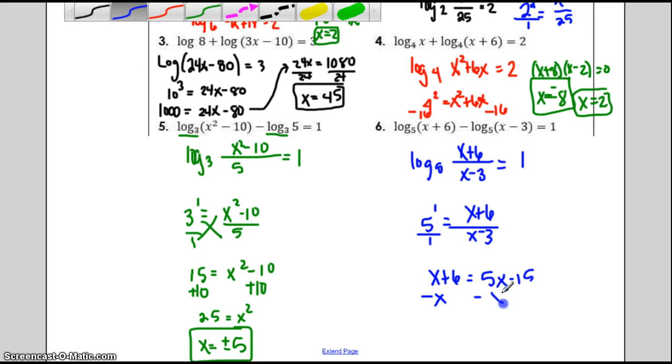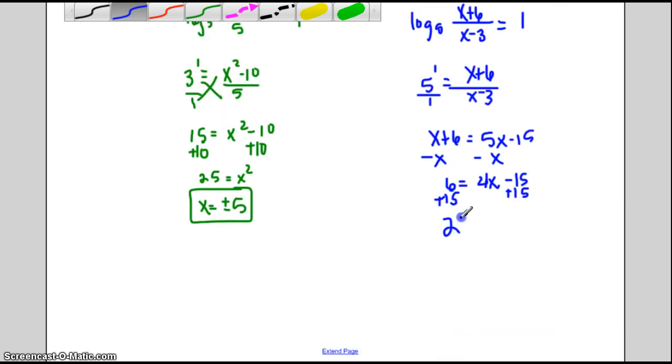And then solve. Minus x, add 15, 21 equals 4x, divide by 4, and you can leave it as a fraction, 21/4.